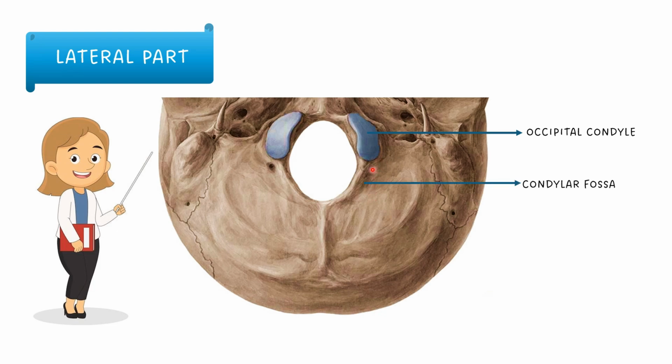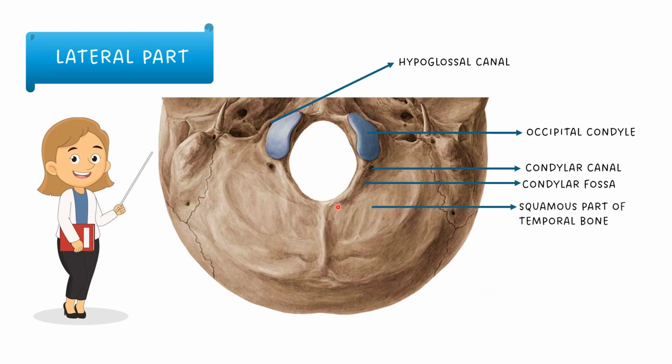The condylar fossa is present just behind the occipital condyle, and sometimes it shows the presence of this condylar canal for the emissary vein from sigmoid sinus. The hypoglossal canal, the outer opening of which is located lateral to the anterior part of the condyle. The larger portion is formed by the squamous part of temporal bone.